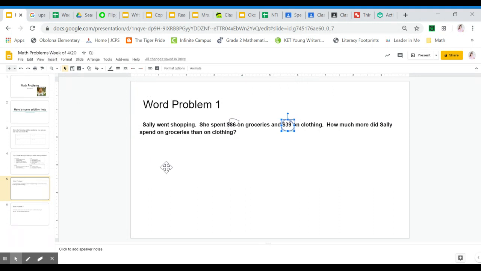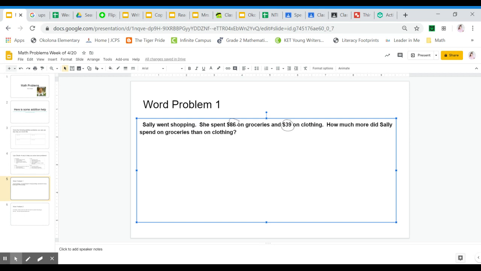Then to underline, you can just highlight what you want to underline and go here to underline. So that's an option. There are ways to do things on here, but certainly you can just think about it. You could rewrite the problem for yourself and do it that way, especially if you're frustrated. Take the time to understand the problem. So I know I need to know the difference between the $86 she spent on groceries and the $39 she spent on clothing.